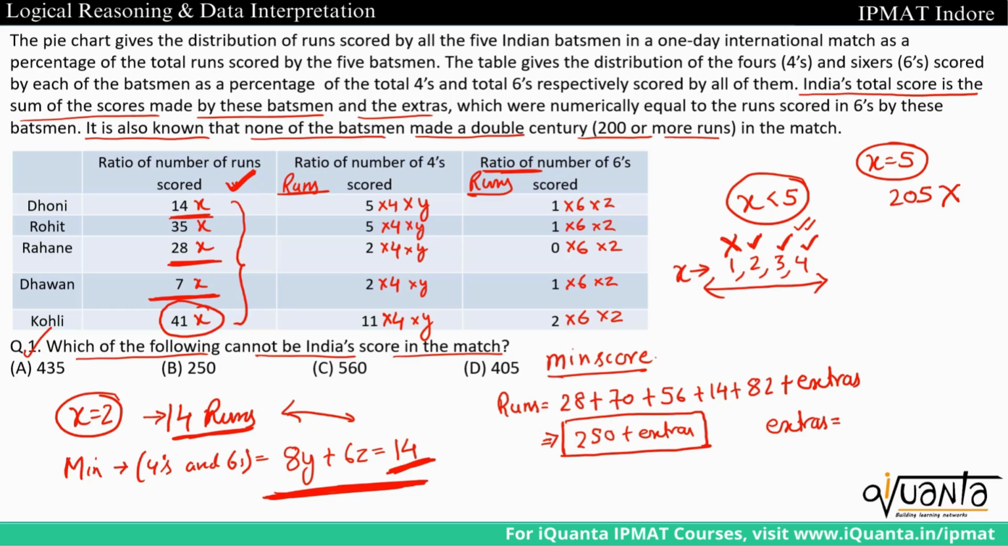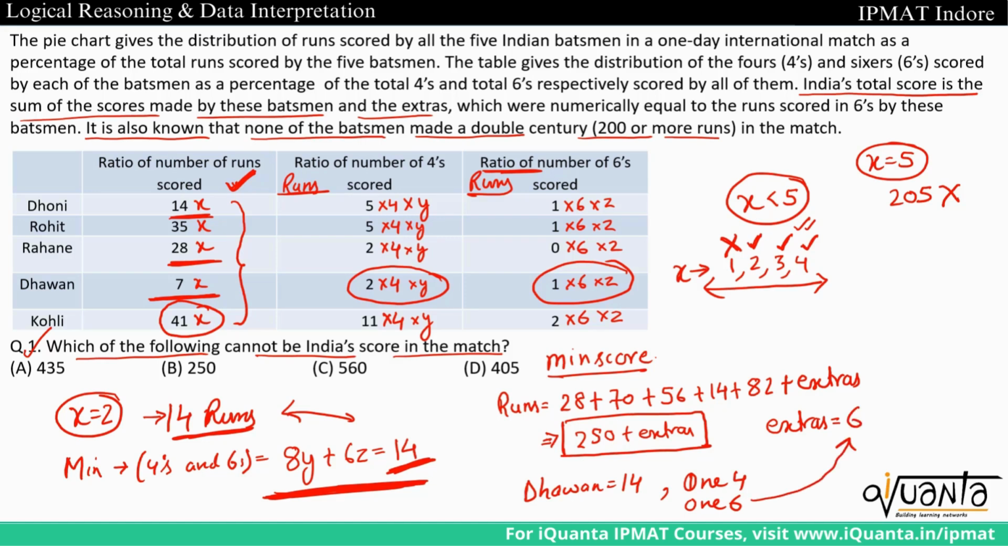So if we take the minimum case over here, we know that Dhawan was scoring 14 runs. So how can he score 14 runs? He can hit 1 four and 1 six, because we have 2 into 4 into y as the number of runs scored by Dhawan in fours and 6z as the number of runs scored in sixes by Dhawan. So what will be the minimum number of fours and sixes by Dhawan? It will be 1 four and 1 six hit by Dhawan. So that means if Dhawan has scored 1 six, we can include this 6 into the extras.